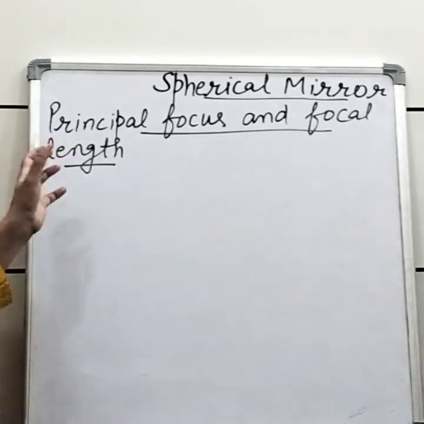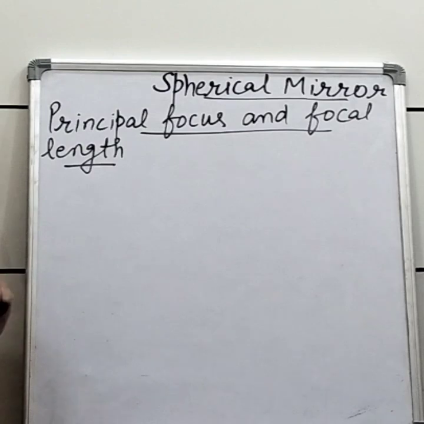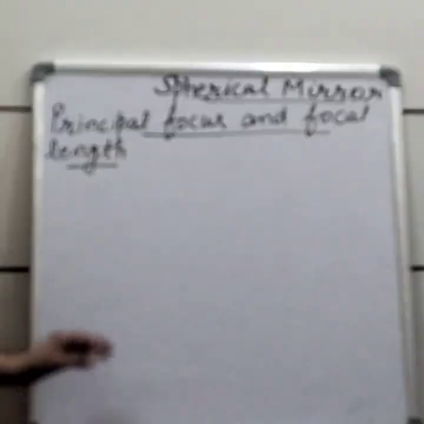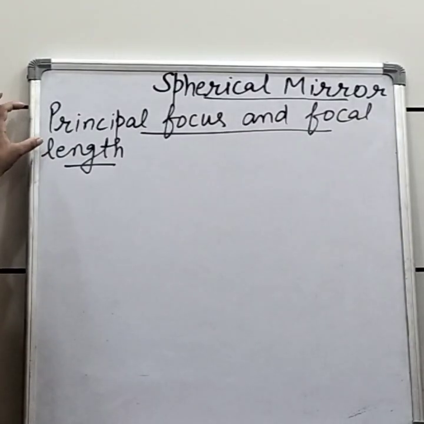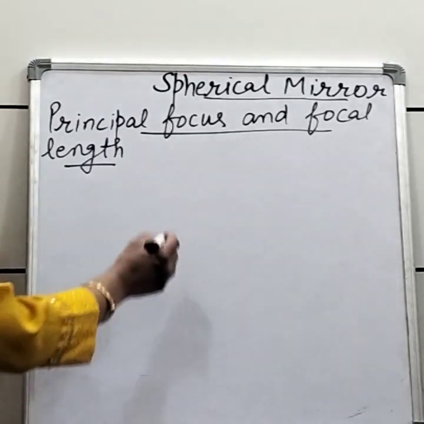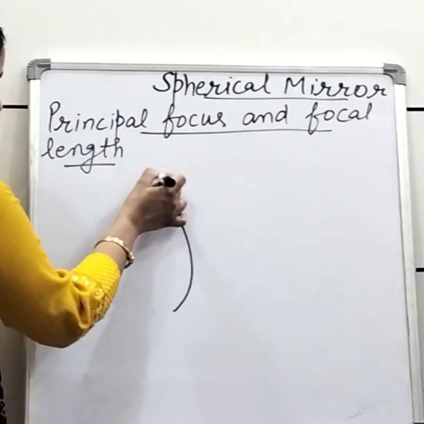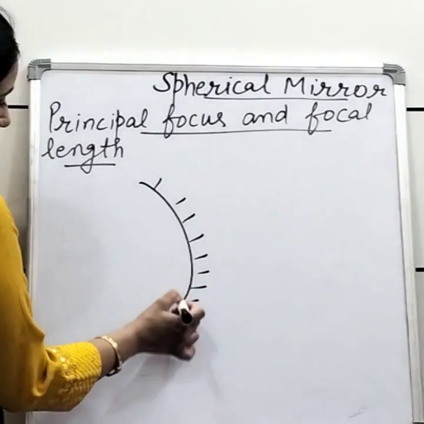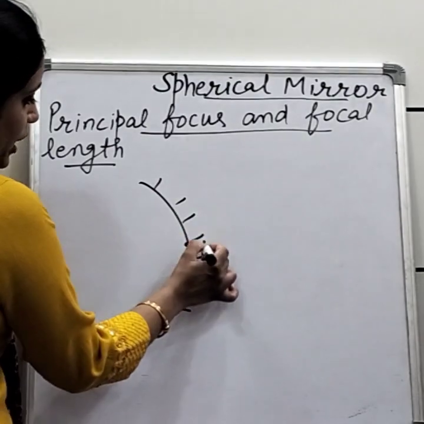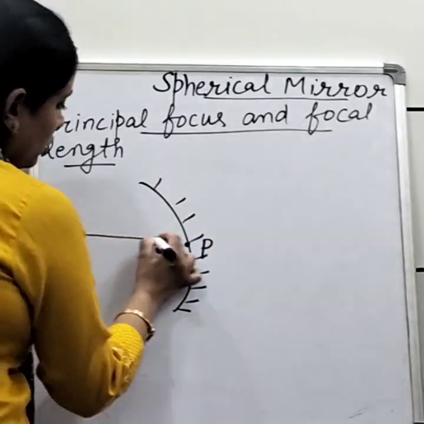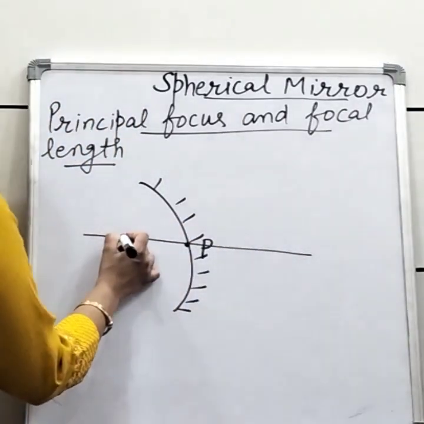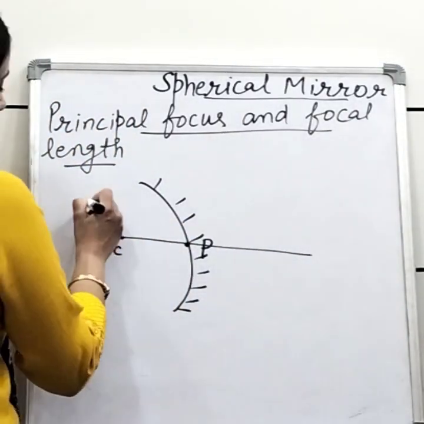Yesterday we discussed some topics: radius of curvature, center of curvature, and pole. Today we will discuss what is principal focus and the focal length. This is a concave mirror. The center of the spherical mirror is known as the pole. Principal axis, center of curvature.